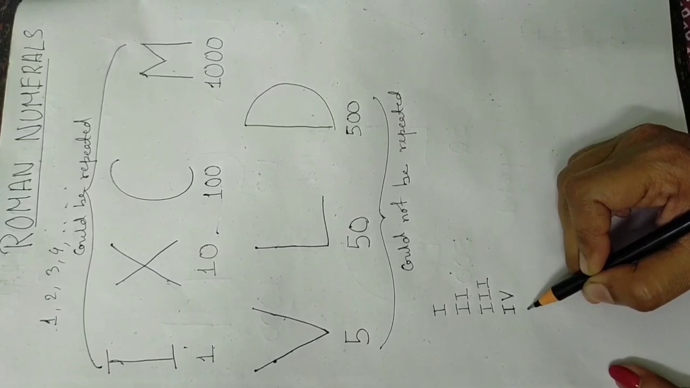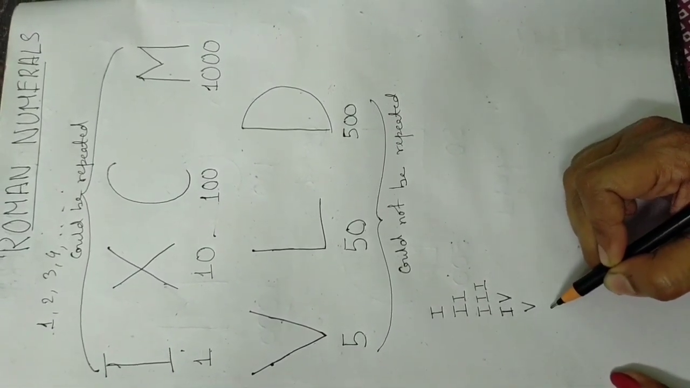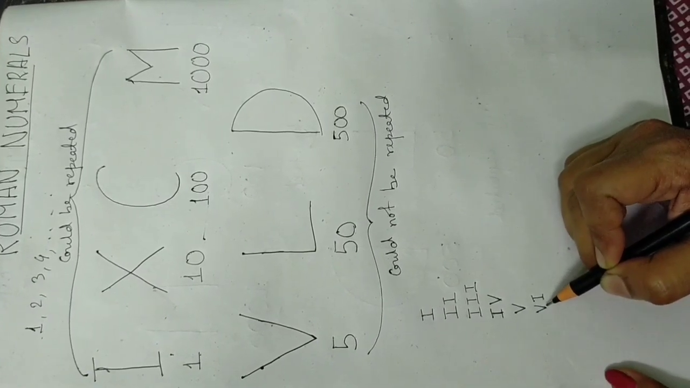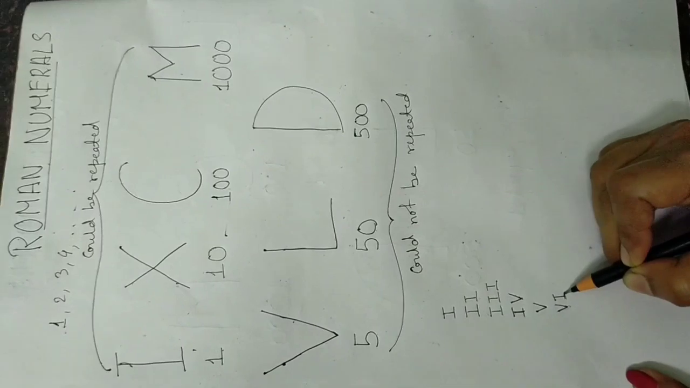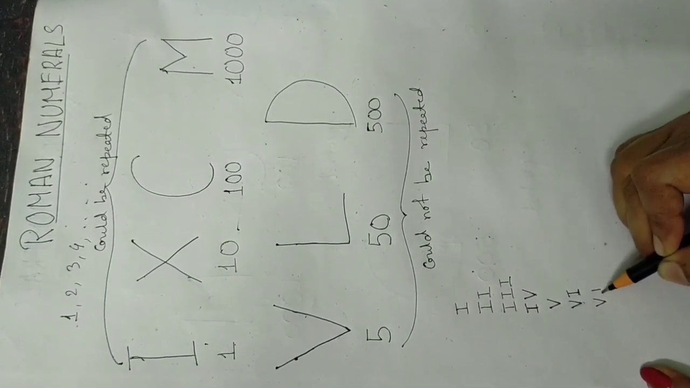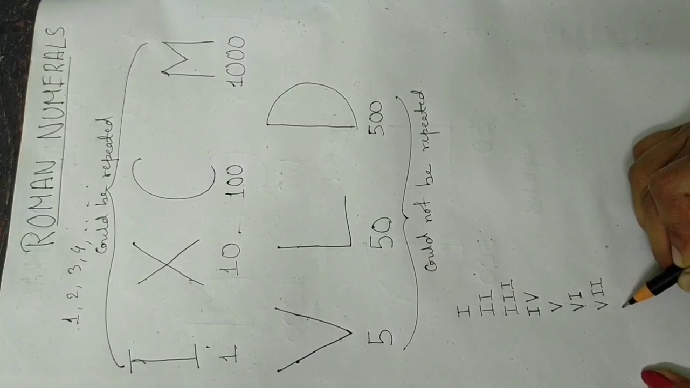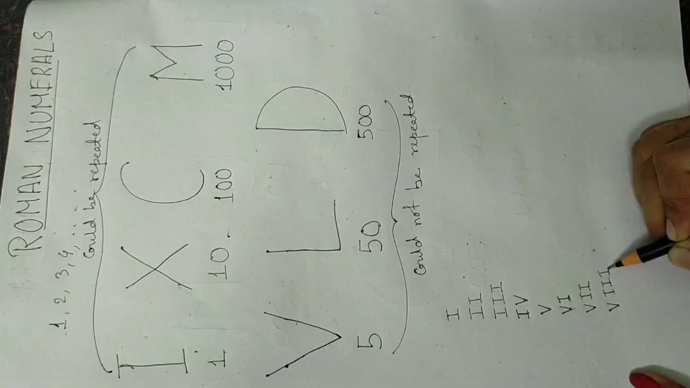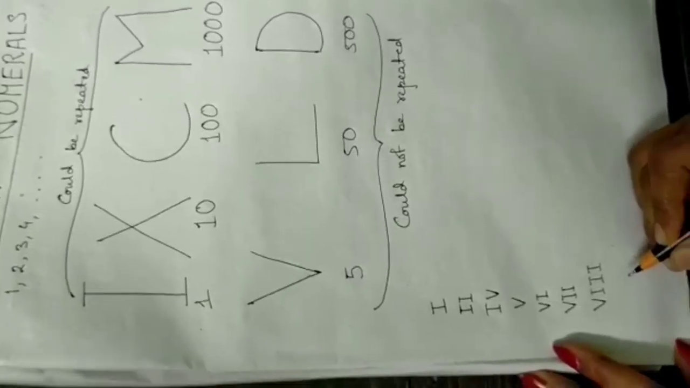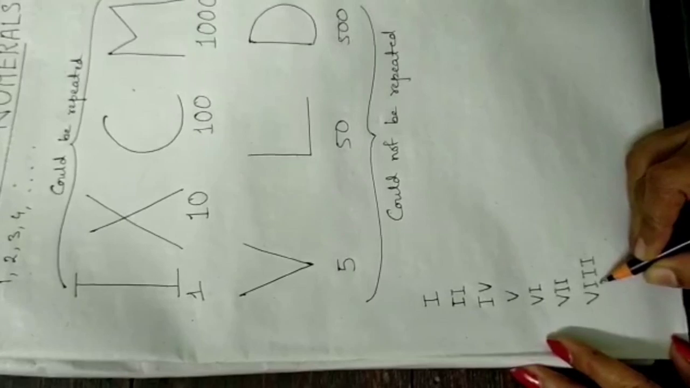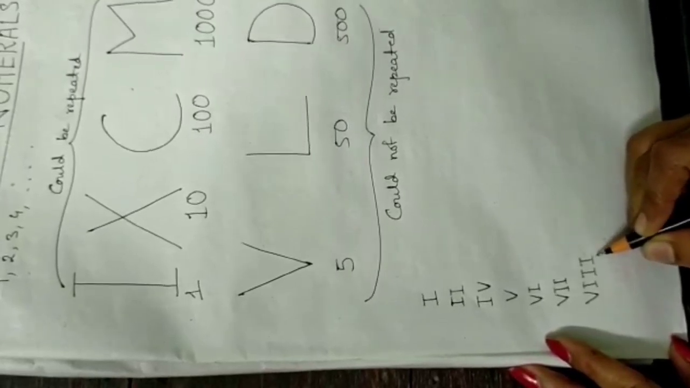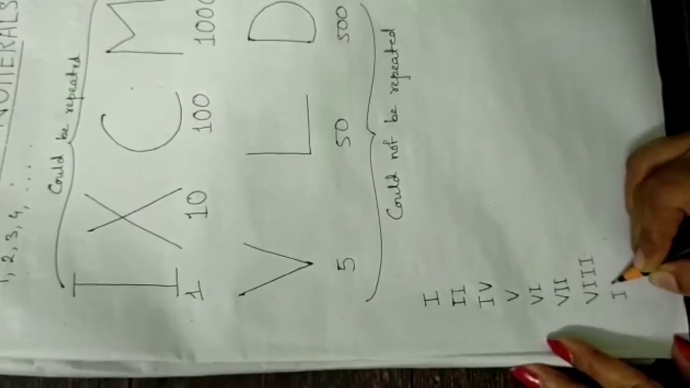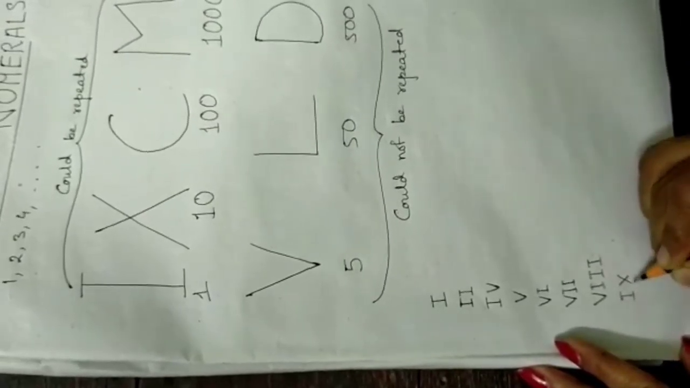For writing 5, you simply write V. For writing 6, you add 1 to 5. That is, you write V and then you write I. 7 is 5 plus 2. 8 is 5 plus 3. Now, when you are writing 9, you cannot repeat 1 more than 3 times. So, how will you write 9? You will have to take away 1 from 10. This is how you write 9.